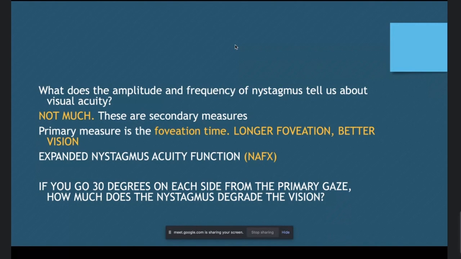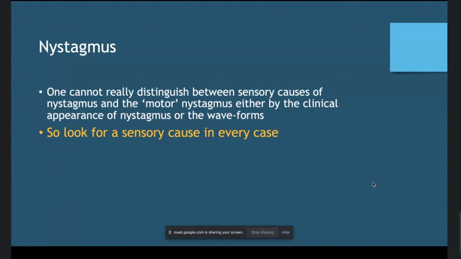I hope that is clear because this is such an important concept, and this is what we use every time we treat a nystagmus patient today. Okay, very good. So that, I hope you've understood. But let's go back to a patient.